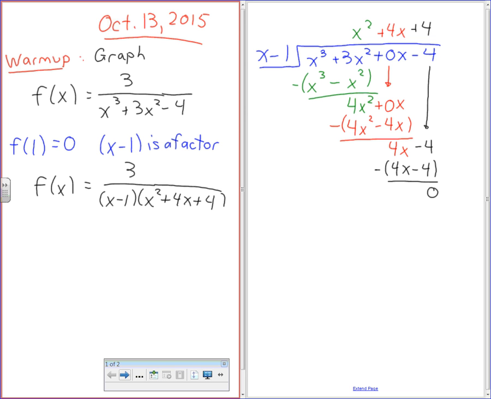Go ahead. X minus 2 and x minus 2. I think it's x plus, though. So x plus. Yeah. Okay, x plus. So we're going to say then f of x equals 3 over x minus 1, x plus 2, and x plus 2. Okay, hopefully we're sort of okay with that so far. Okay, so I was just factoring for that.